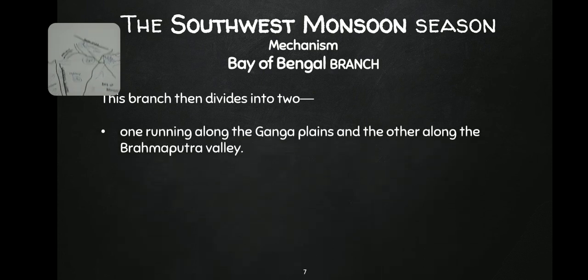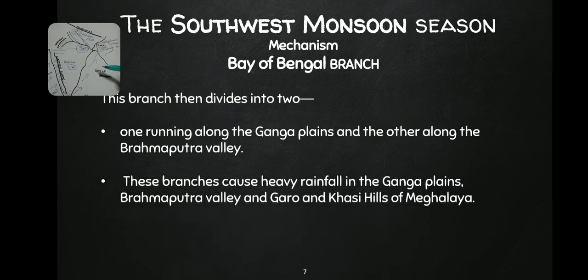This branch is divided into two as we have seen. One runs along the Ganga plains, which are nothing but the northern plains, and the other along the Brahmaputra valley. This is the Brahmaputra valley which I am indicating in the video. These branches cause heavy rainfall in the Ganga plains, Brahmaputra valley, and Garo-Khasi hills of Meghalaya. By the Bay of Bengal branch, these are the three regions getting heavy rainfall: Ganga plains, Garo-Khasi-Jaintia hills, and Brahmaputra valley.